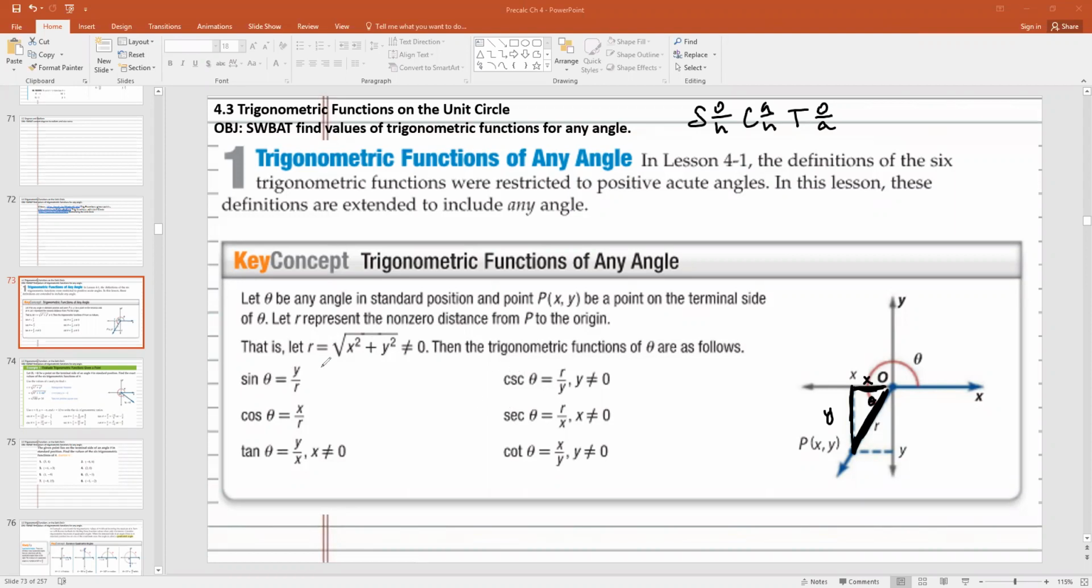So sine of theta is y over r, opposite over hypotenuse. Cosine is adjacent over hypotenuse. Tangent is opposite over adjacent. Cosecant is hypotenuse over opposite; remember, it's the reciprocal of the sine. Secant is the reciprocal of the cosine, so hypotenuse over adjacent, r over x. And cotangent is x over y.